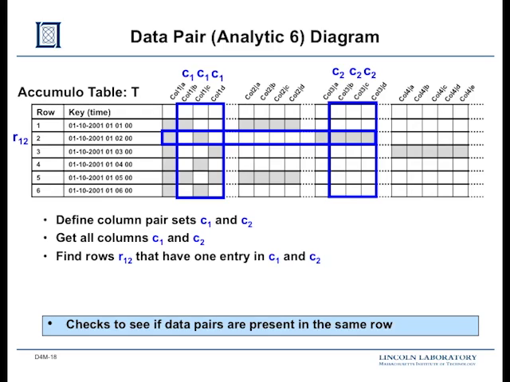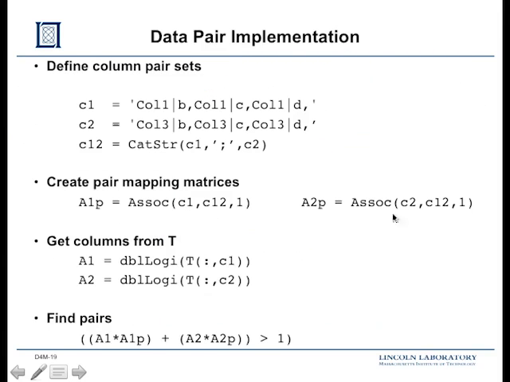So here's another one. I want to define column pair sets C1 and C2 and get all columns C1 and C2 and find the rows that have just one entry in C1 and C2. It basically checks to see if data pairs are present in the same row. Again, something that people often want to do. Again, a complicated type of join.